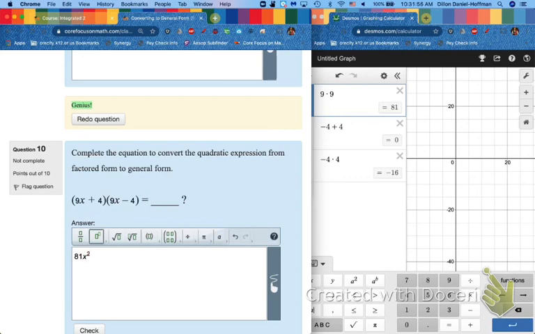81x squared. My middle term again is going to go to 0. 4 minus 4 is 0, so then I just have 4 times 4. Hey, I had that before, minus 16.